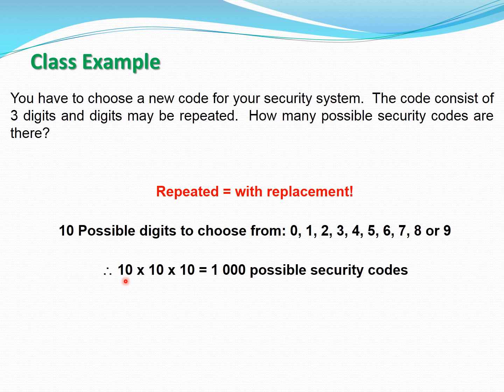So it will be 10 possibilities for the first digit, 10 for the second digit, and also 10 possibilities for the third digit. So we have 1,000 possible security codes in total, or you could have said 10 to the power 3 will be 1,000.